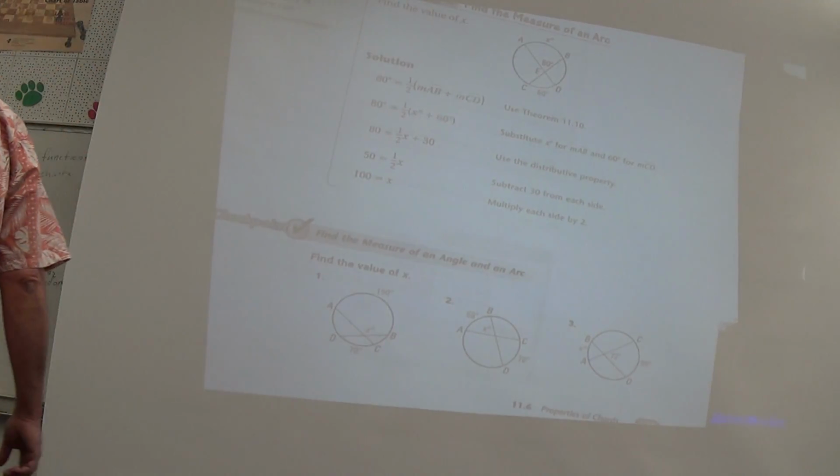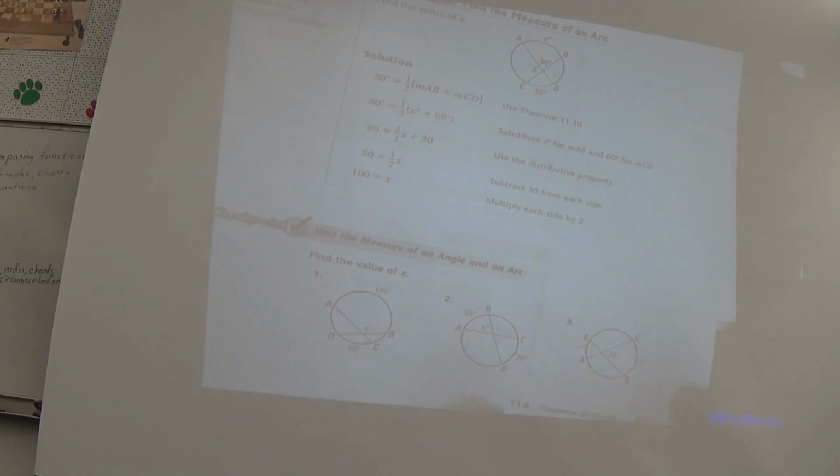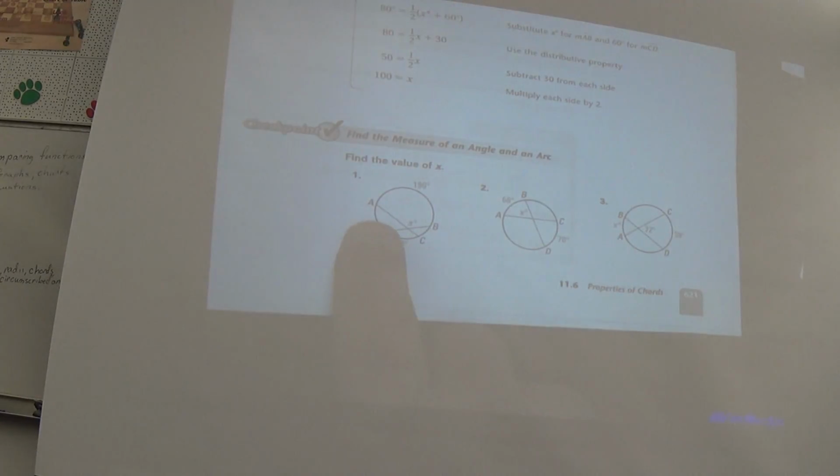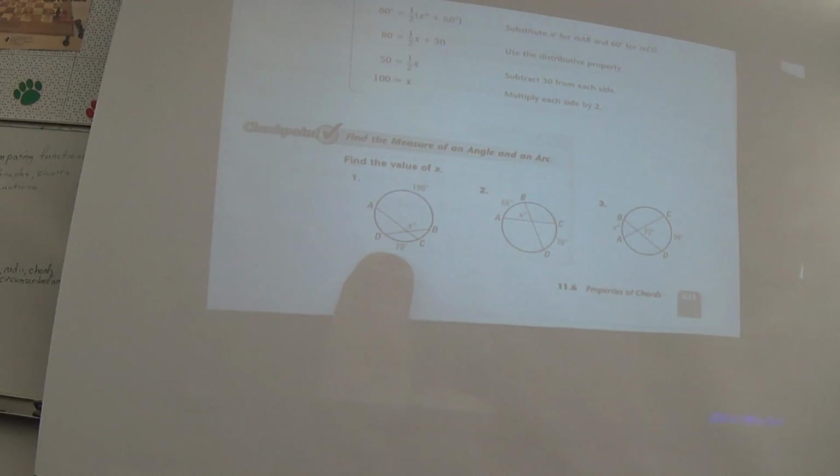All right, so again, we're talking about two chords intersecting in a circle. If you have two chords like this one, and you're trying to find the measurement of x, it would be 190 plus 70, which would be 260. And 260 divided by 2 would be 130. 130? 130, right?